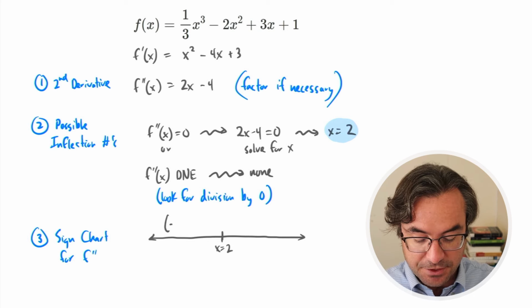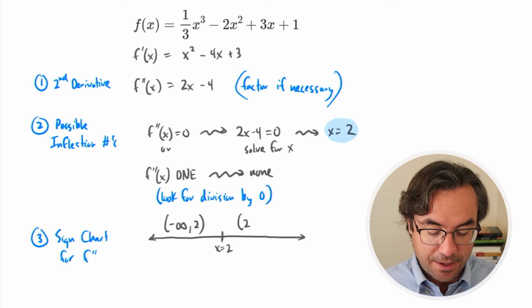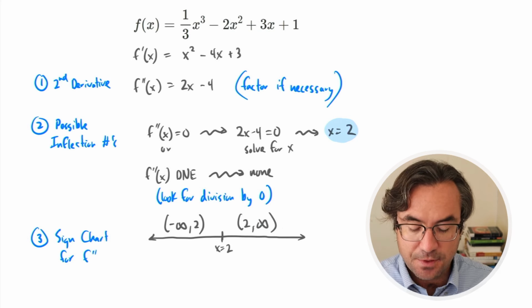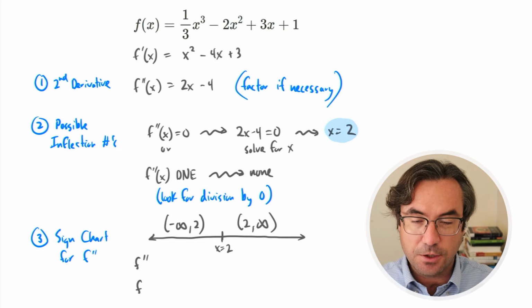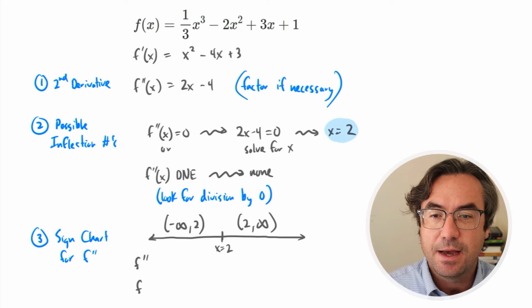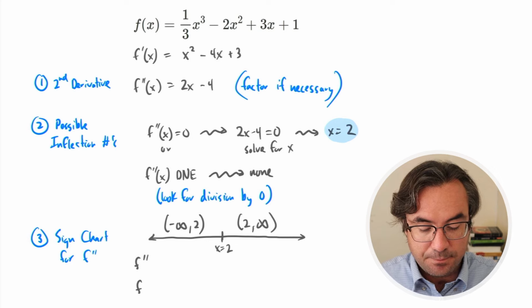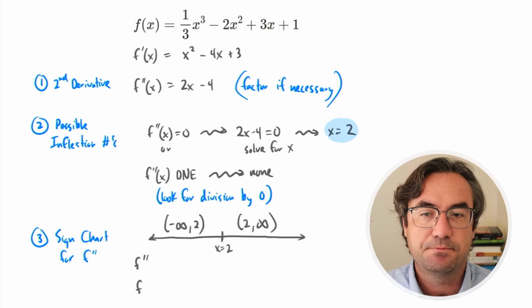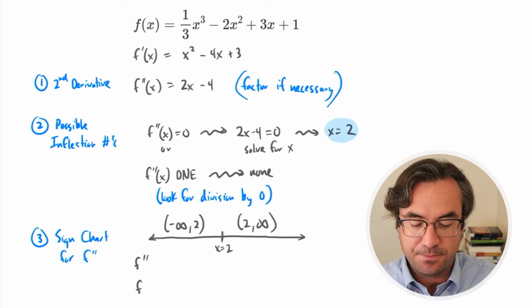So we have everything to the left, so from minus infinity to 2, and then we have everything on the right, 2 to infinity. And then we want to figure out what is the sign of f double prime, and then ultimately what is f doing on each of those intervals. And because there's only a single factor here for f double prime, we can just pick test numbers and just plug right into that second derivative.